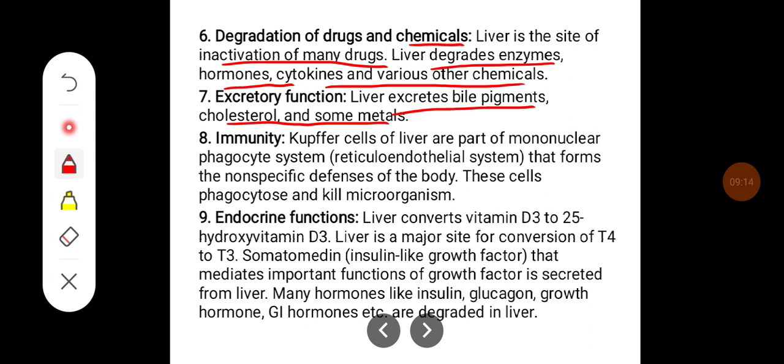In immunity, the Kupffer cells of the liver are a part of the mononuclear phagocyte system, that is the reticuloendothelial system, that forms a non-specific defense of the body. These cells phagocytose and kill microorganisms.